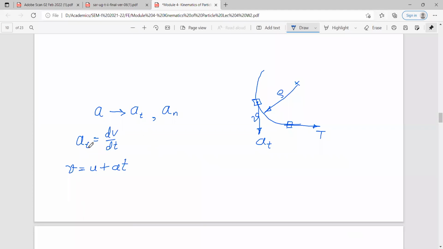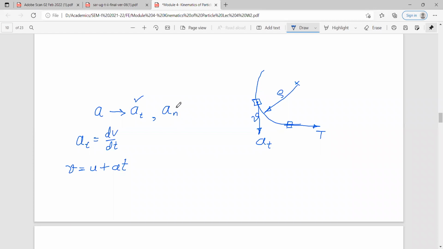It may happen that the velocity is not changing at constant rate. In that case, this acceleration component will be instantaneous. It will change instant to instant. Okay, so that is about the tangential component.